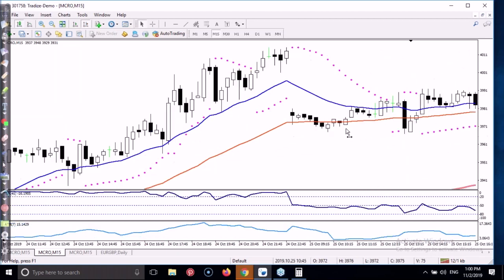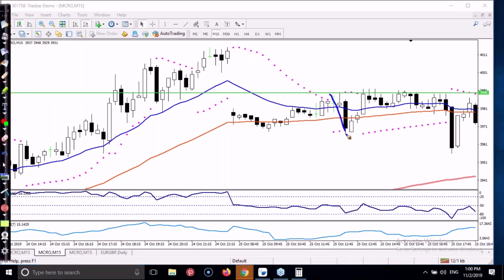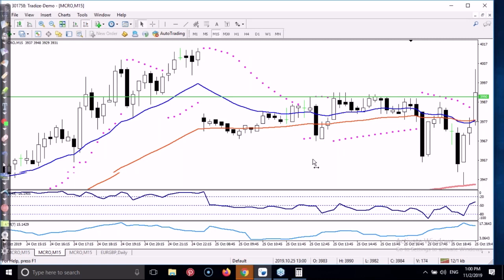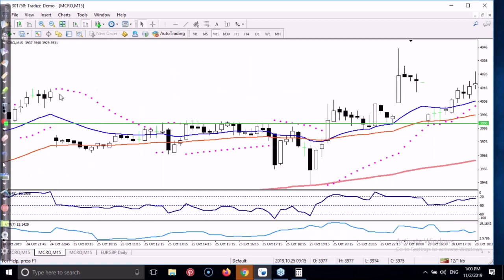Now similarly, we are looking at another area here with at least 3 touch points. One, twice, third. We are looking for a breakout candle somewhere here. Let's take a look whether this candle is able to break or not. No, after that we have seen the price drop down.